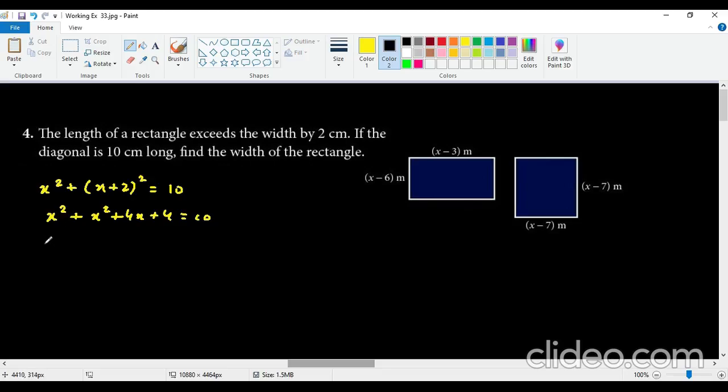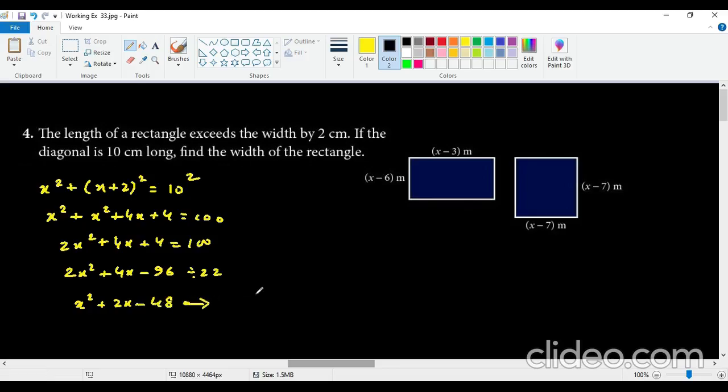So this is going to be also squared. This becomes 100. So it's going to be 2x squared plus 4x plus 4 equals 100. So this becomes 2x squared plus 4x minus 96. These are the values, and you divide the whole thing by 2, gives us x squared plus 2x minus 48.